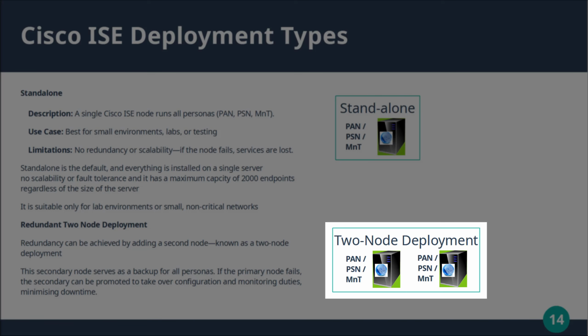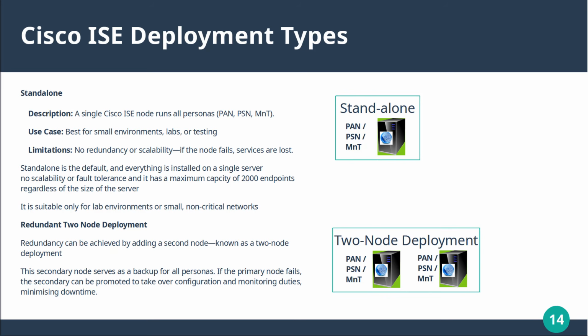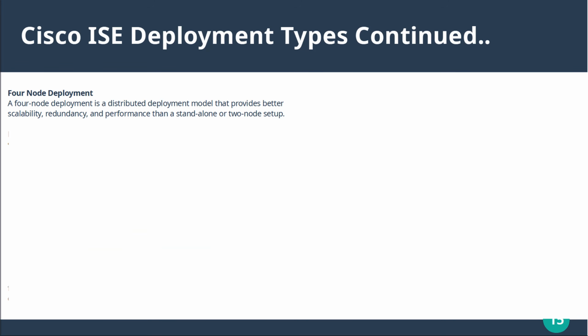So we can see on the right we have the two-node deployment, and both of them have the PAN, PSN and MNT personas on each device. So we've got some redundancy there. Moving on to a 4-node deployment. A 4-node deployment is a distributed deployment model that provides better scalability, redundancy and performance than a standalone or a 2-node setup. Here's how it's typically structured.